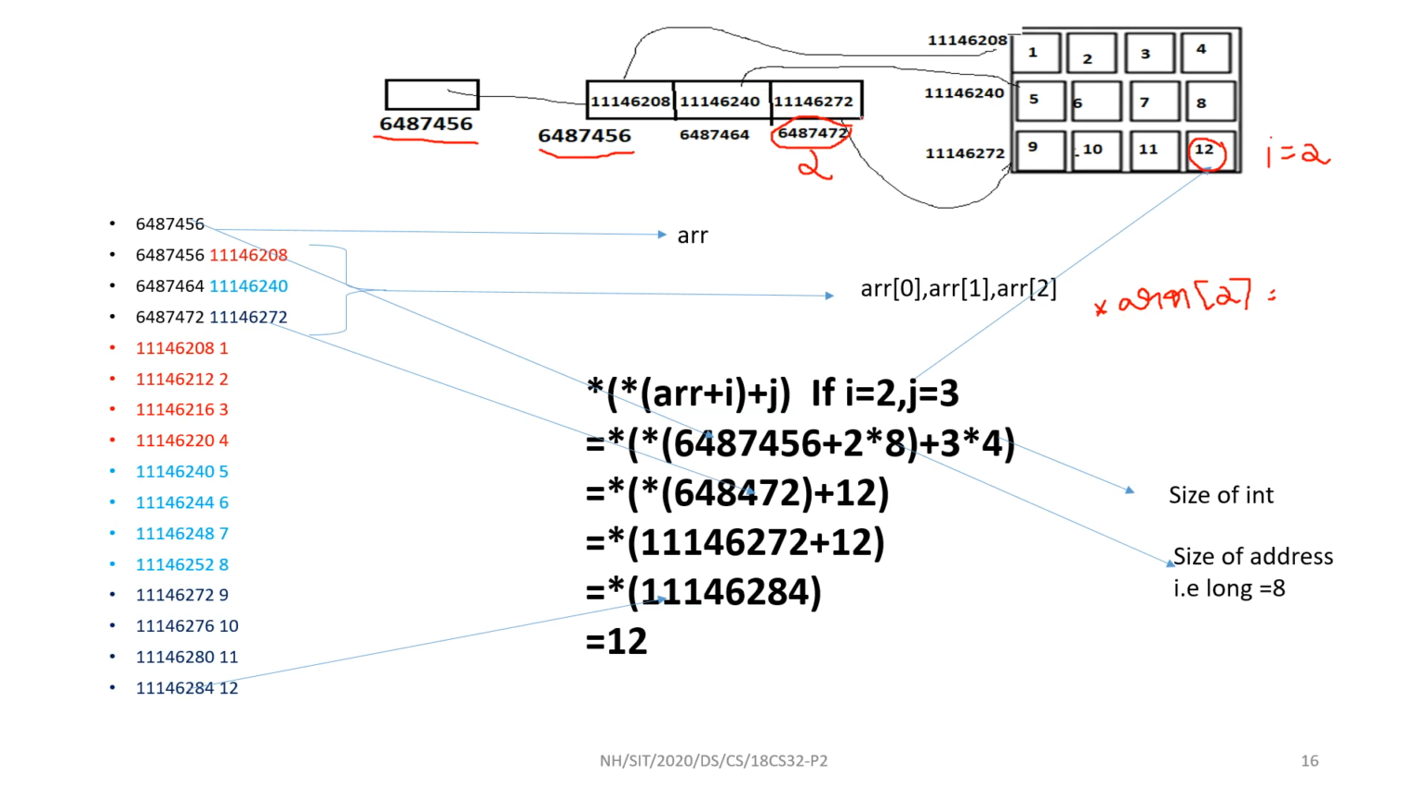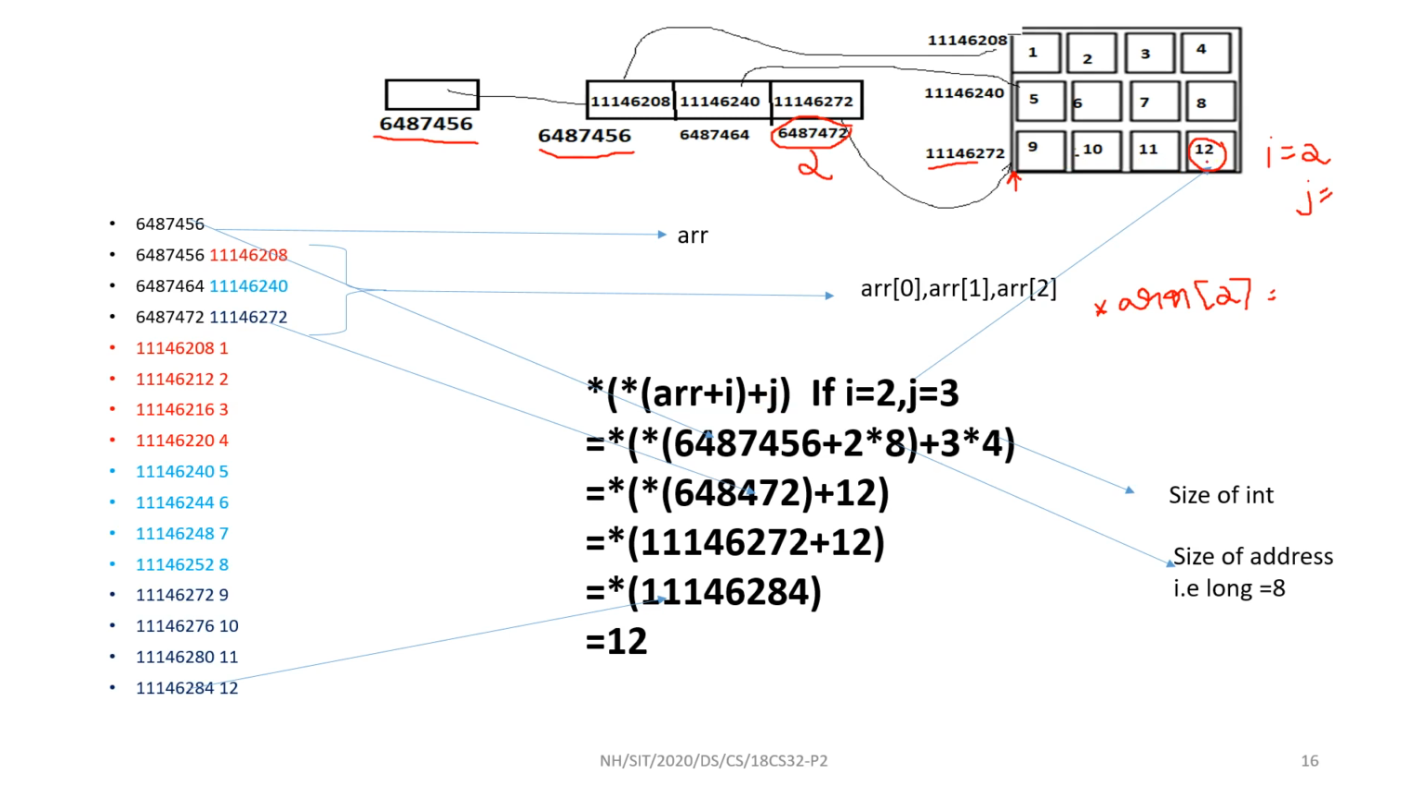11146272. What that indicates? It's the starting address of that row. This is the starting address of the row of interest. Starting address is 11146272. Okay. Now we reach the base of this particular row. Now these locations you have to skip. How many locations do you have to skip? These many locations you have to skip. So that is indicated by the J value.